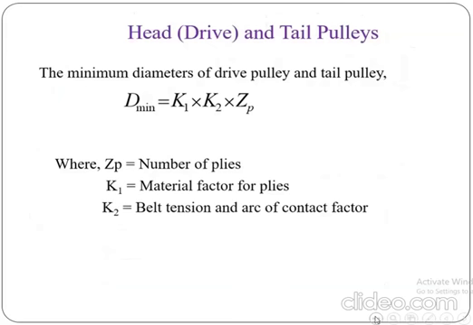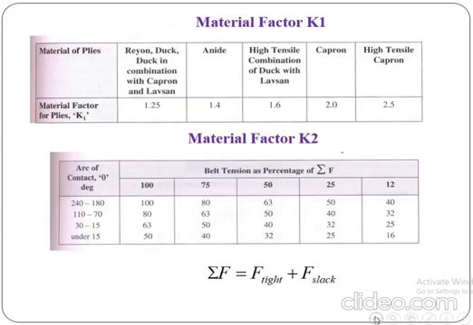Then the head and drive pulley: how to calculate the minimum diameter of the drive pulley and the tail pulley. D minimum is equal to K1 into K2 into ZP, where ZP is the number of plies, K1 is the material factor for plies, and K2 depends on the belt tension and the arc of contact. So D minimum has to be calculated as K1 into K2 into ZP. Again, K1 and K2 have a standard table.